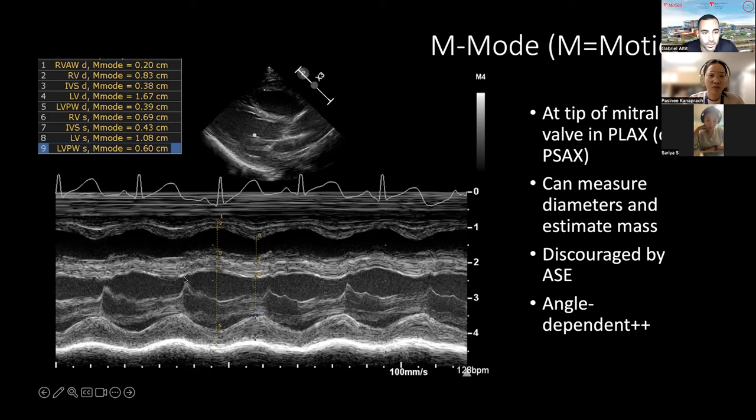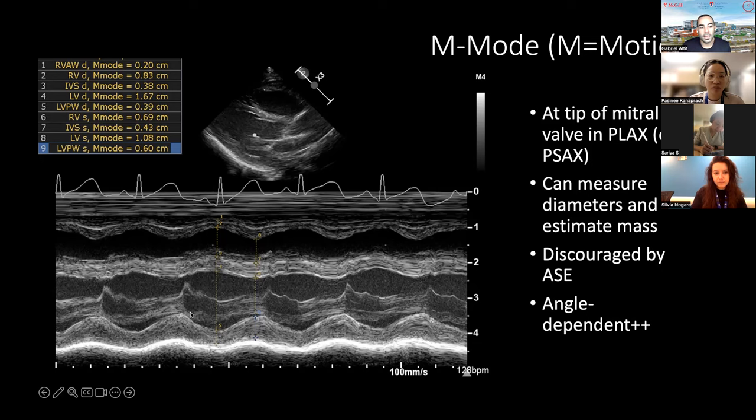What's very important when you do M mode is to make sure that you can visualize these lines very nicely and crisply. You want to see the borders clearly, and you want to be aligned at the tip of your mitral valve. Here, I'll be honest, to my taste, I think we're a bit too much in the mitral valve. I would have positioned the cursor a bit lower in the ventricle to really be at the tip.